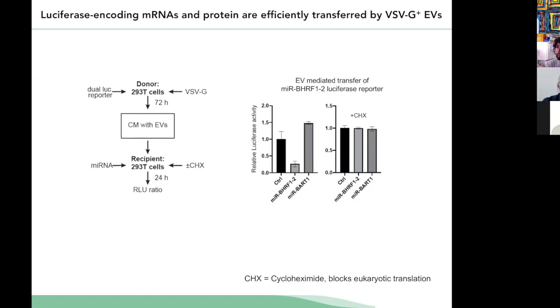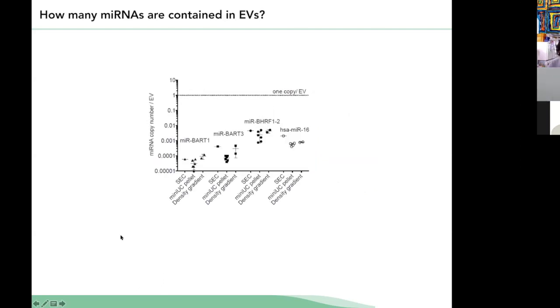But interestingly, in this case, BHRF1/2 cannot do much because the protein is already a protein and cannot affect the expression. Okay, so we have a little bit of protein transfer, but we do have also quite some mRNA that is enough to be detected. Okay, but why are microRNAs not active then? If, in principle, we can transfer and deliver something.